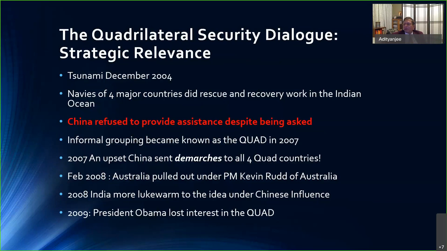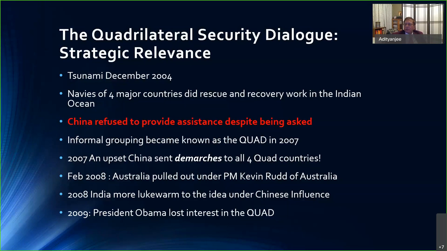And he felt that he would be able to have a better deal with China by getting out of the Quad. So essentially that killed the Quad. But there were other things also. In 2007, 2008, China put undue amount of pressure on India, and India became very lukewarm to the idea of Quad under Chinese influence.